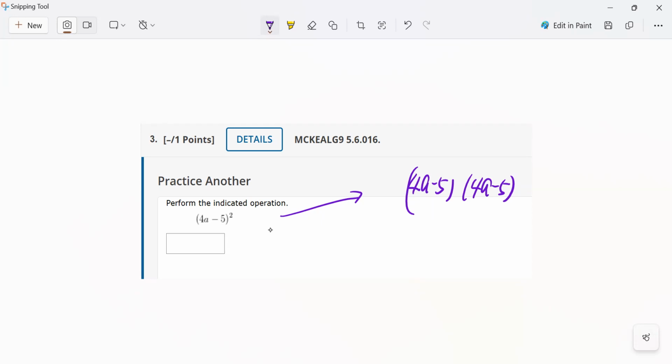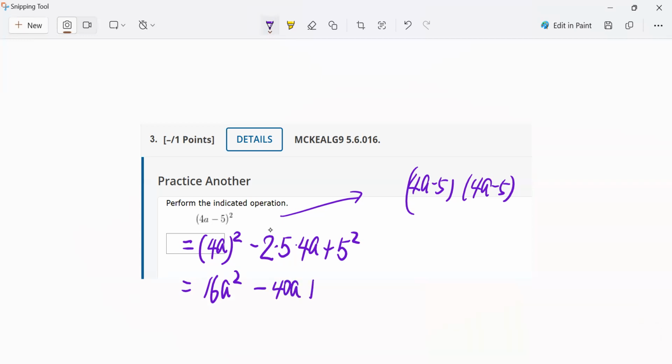All right, guys, let's go over the solution. If you use the shortcut, that will be (4a) squared, then you do 2 times 5 times 4a, and then also adding 5 squared. That's going to be the shortcut. So 4 squared is 16a squared, minus 40a, plus 25.